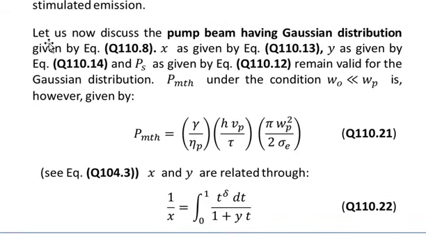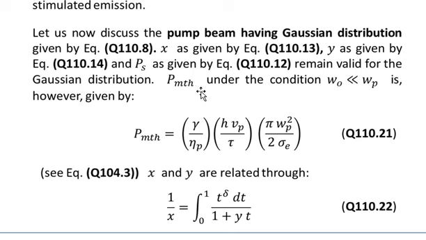Okay, so let's now discuss the pump beam having a Gaussian distribution given by equation number 8, which I have just shown you. X as given by equation number 13, Y as given by equation number 14, and PS, that is the saturation power, given by equation number 12, remain valid for the Gaussian distribution also. So you see that the parameters X and Y that we have defined, and the saturation power PS, these results will remain the same even when we are talking about the pumping beam having the Gaussian distribution.